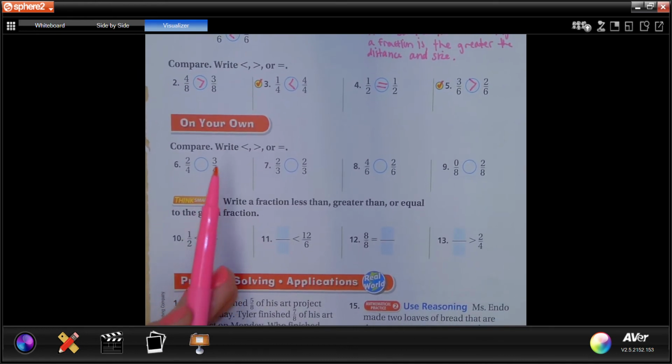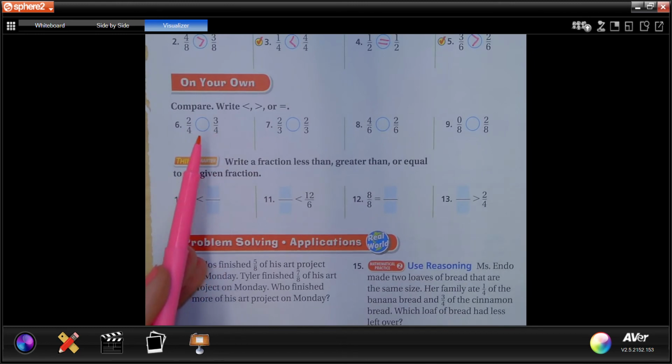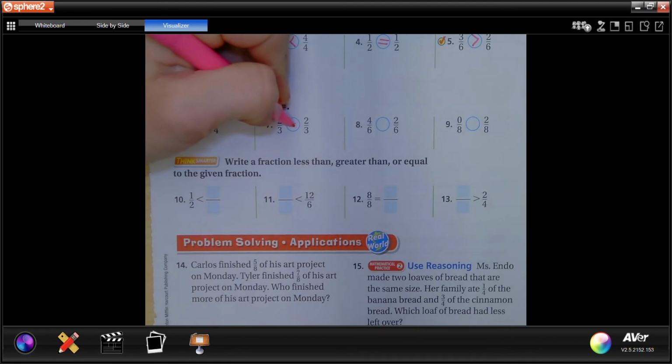On your own, compare using less than, greater than, or equal to. 2/4 to 3/4. Well, we know that 2 is less than 3, so 2/4 is less than 3/4. 2/3 to 2/3, same denominator, same numerator. 2/3 is equal to 2/3.